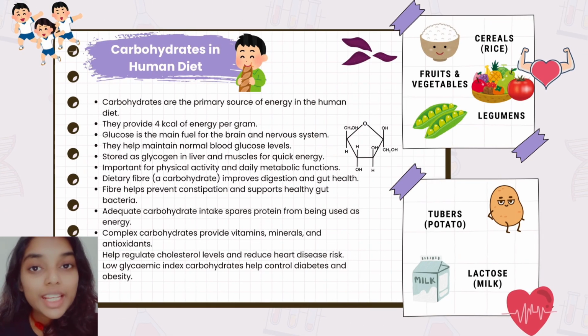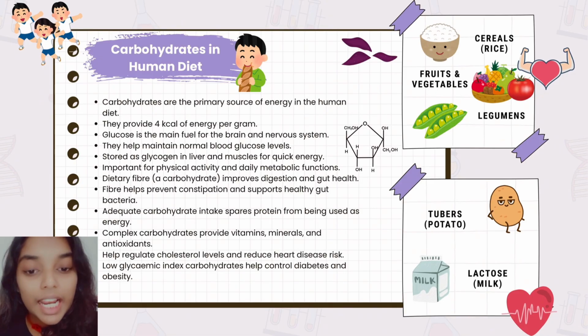Hi, my name is Kirtana Raja and I am going to explain about the carbohydrates in human diet. So, carbohydrates are the primary source of energy in the human diet. They provide 4 calories of energy per gram. In carbohydrates, glucose is the main fuel for the brain and the nervous system. It helps to maintain normal blood glucose level.